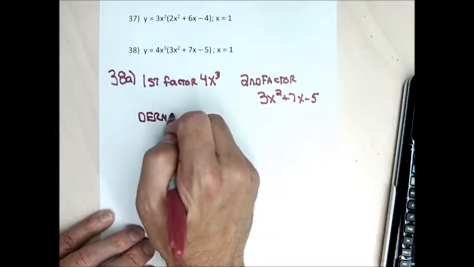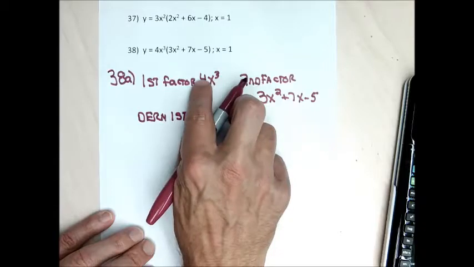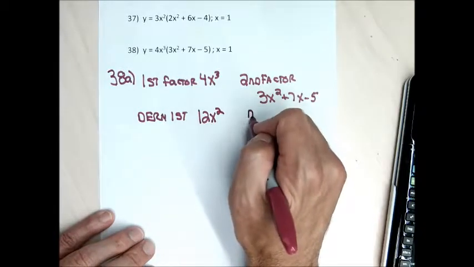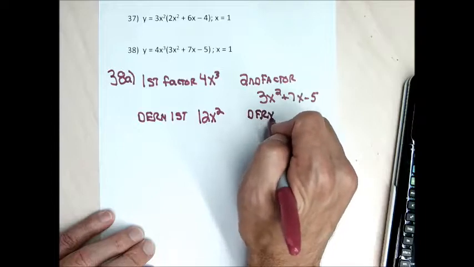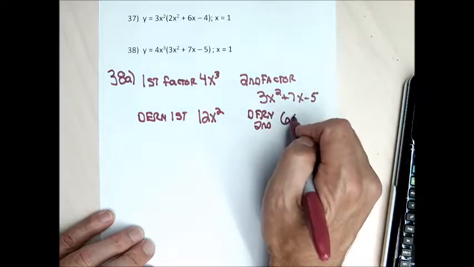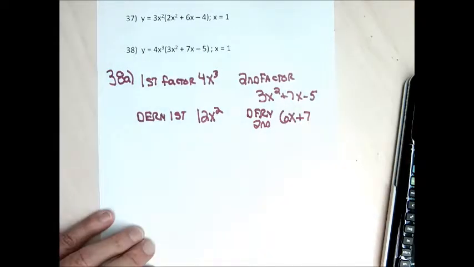and then derivative of the first. The derivative of 4x cubed is just 12x squared. I multiply the 3 and the 4, lower the exponent by 1. The derivative of the second, the derivative of 3x squared is 6x. The derivative of 7x is 7. The derivative of minus 5 is 0.